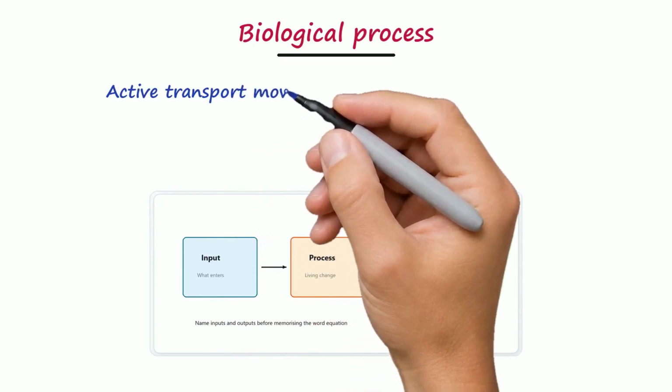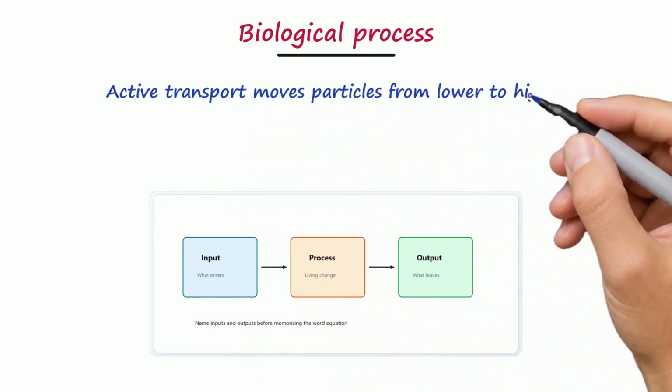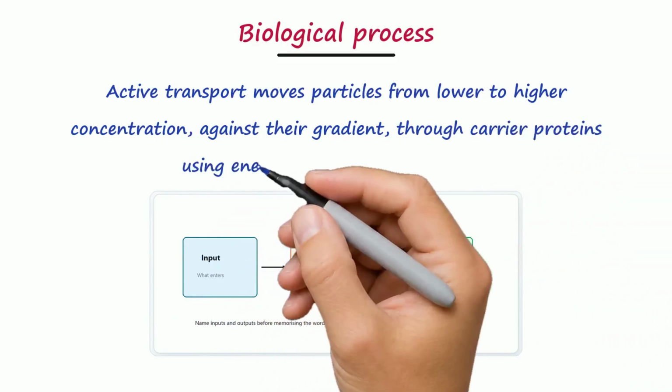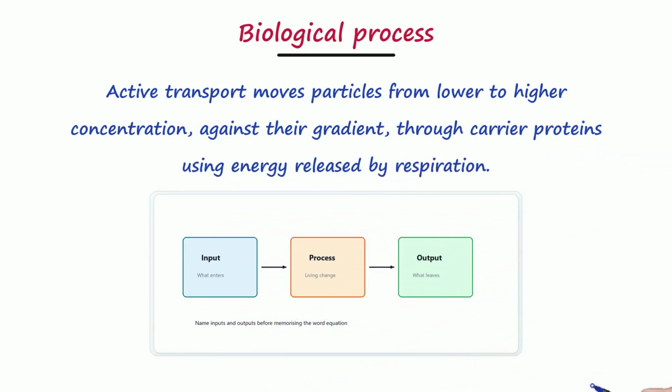Active transport moves particles from lower to higher concentration against their gradient through carrier proteins using energy released by respiration.